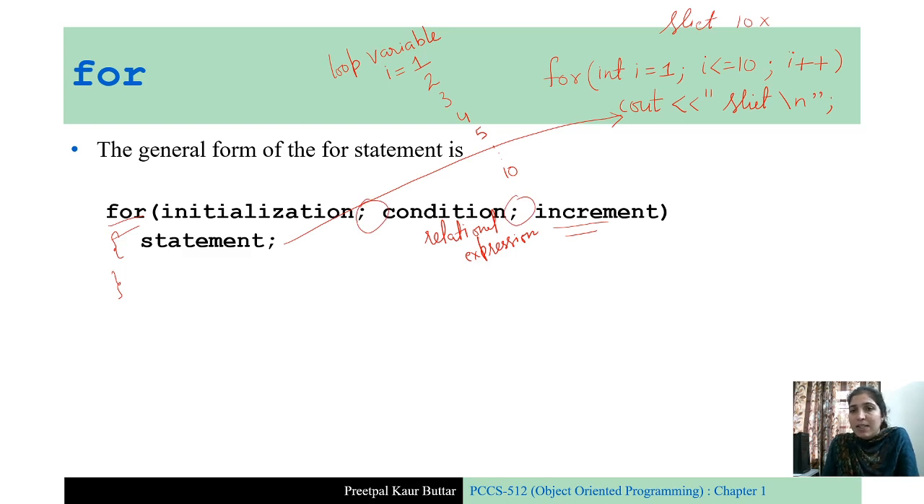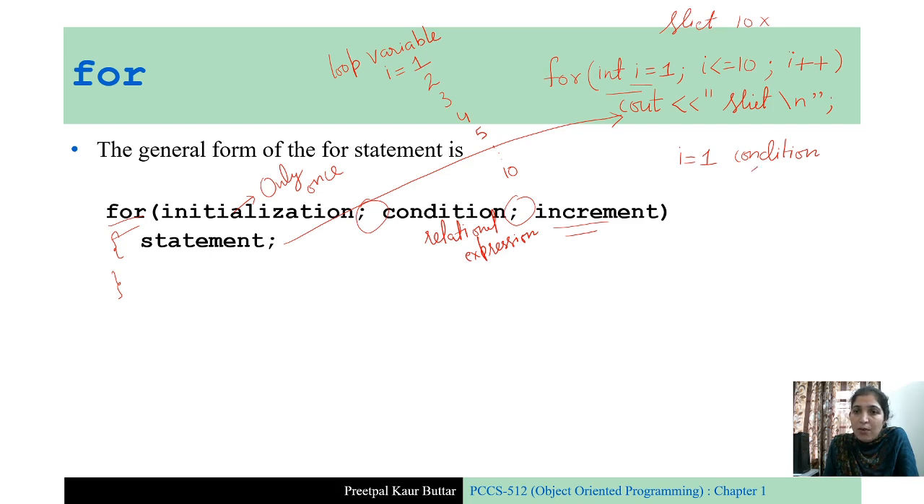Okay, now let us understand how this loop is working. So first, when we enter this loop, initialization will take place. So initially I will be assigned the value 1, and initialization happens only once during the program. Okay, so we have initialized, and then after initialization the condition will be tested whether the condition is true or false. If the condition is true, only then the loop will be executed, otherwise the loop will not be executed.